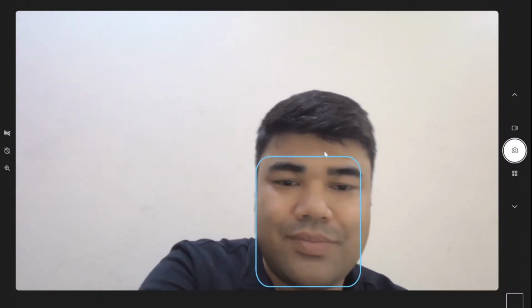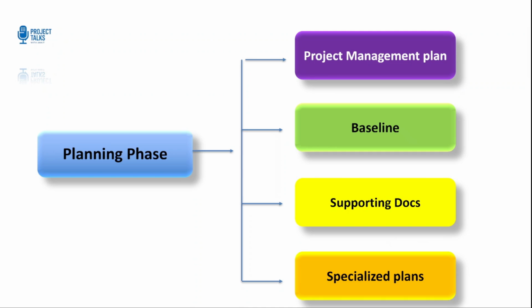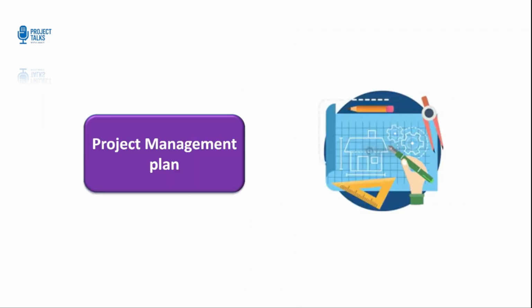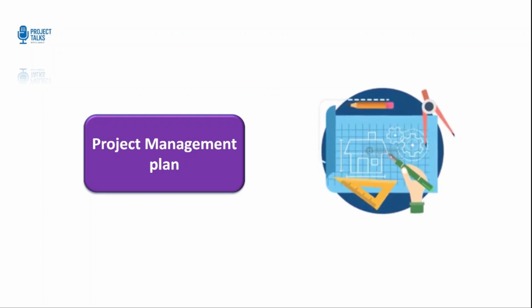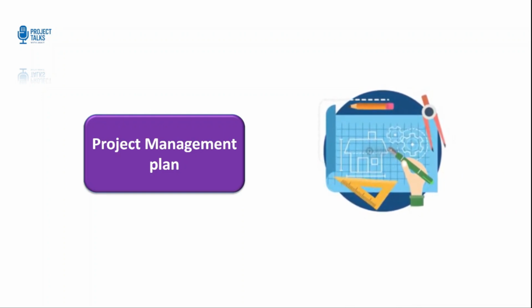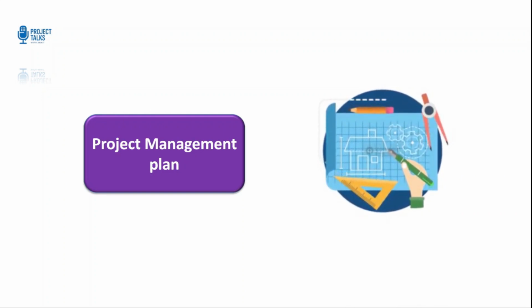Let's continue. All right. Now that we have seen the bigger picture of the planning phase, let's dive into the first key component, the project management plan. Now, this is the heart of project planning. Think of it as a master blueprint that ties everything together, defining how the project will be executed, monitored, and controlled.